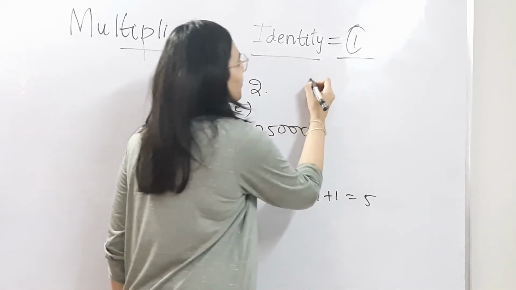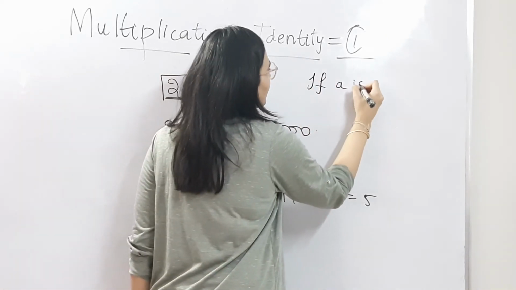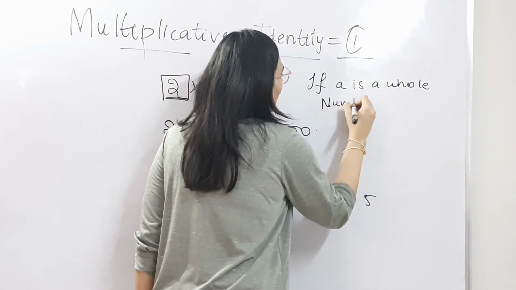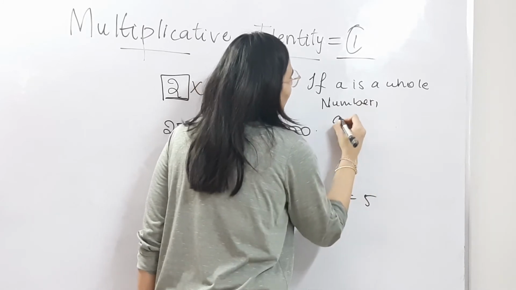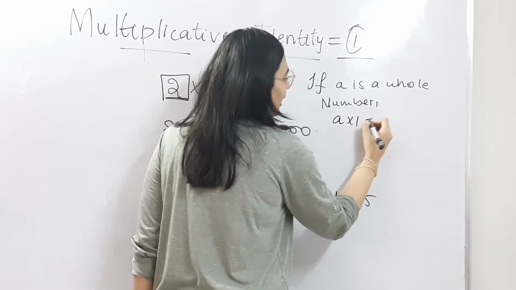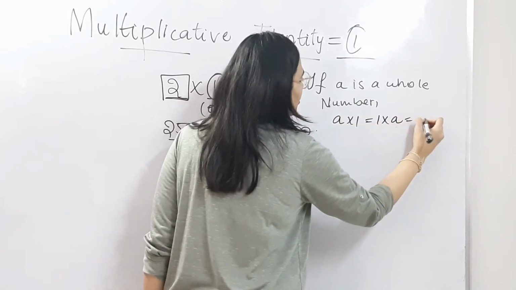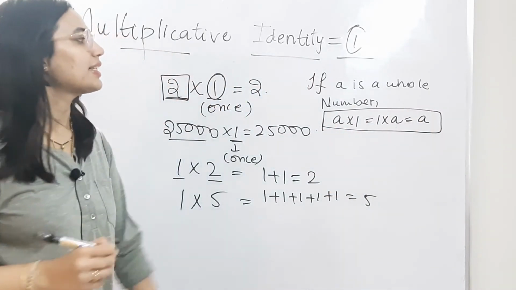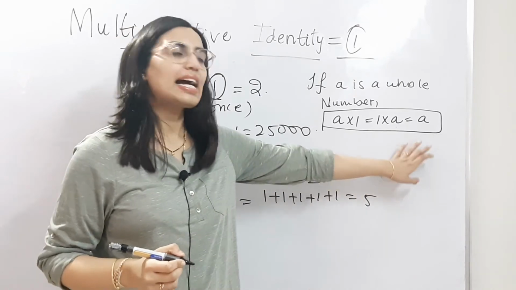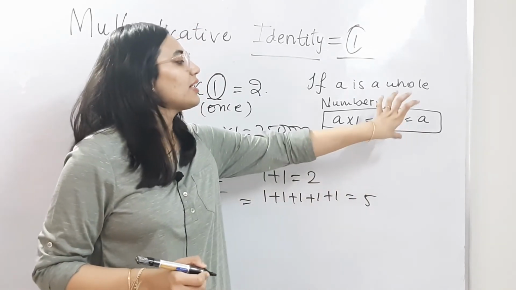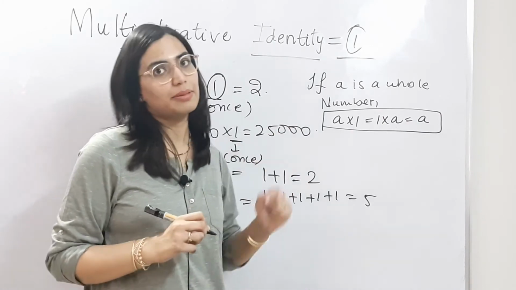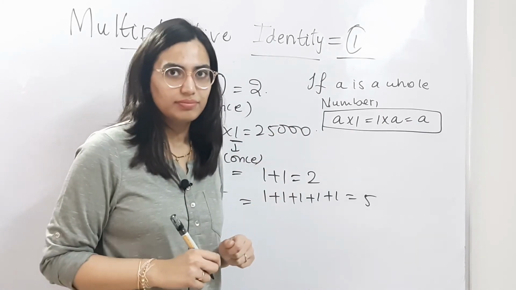So, when you multiply a number by 1, it will still be the same number. In short, if A is a whole number and you multiply A by 1, then A into 1 is equal to 1 into A is equal to A. This proves that the identity of the number will be intact even though we multiply that number by 1.